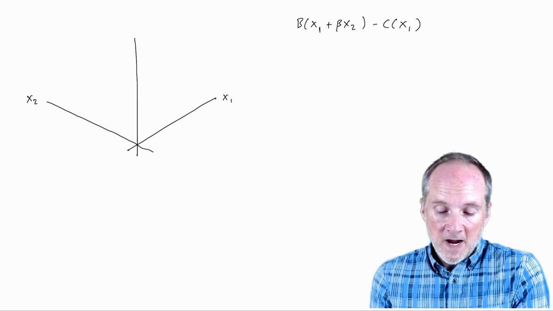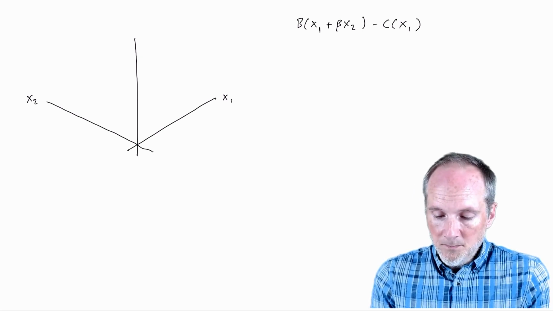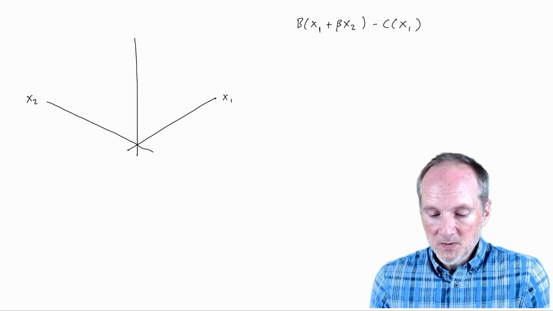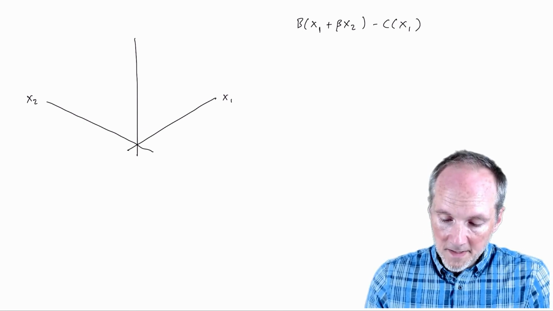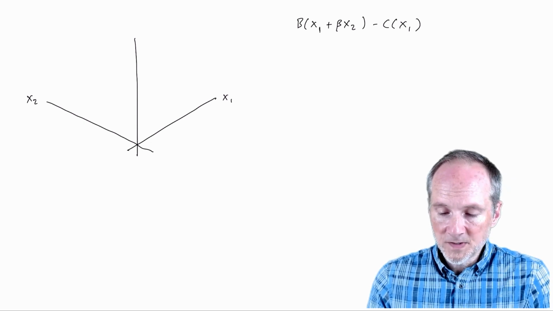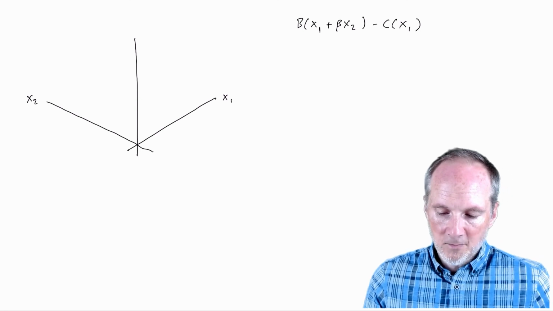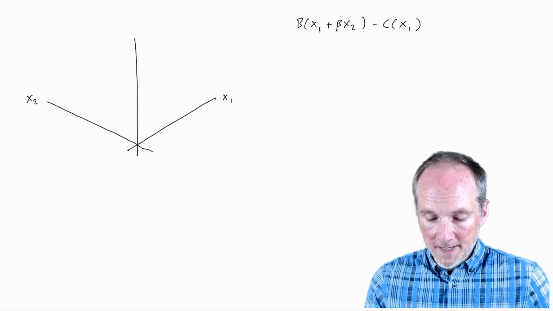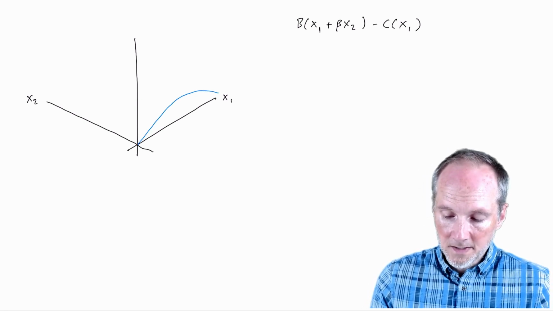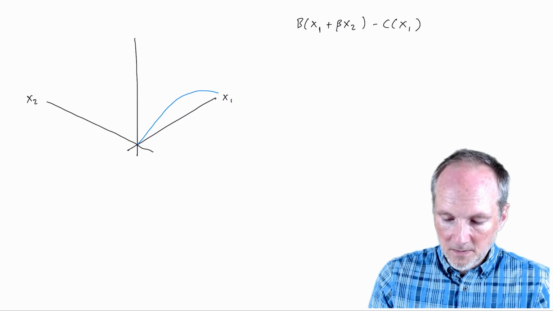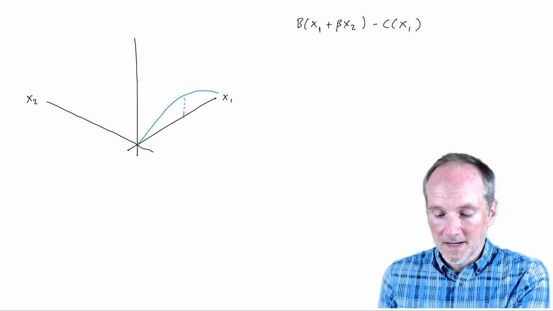What would the graph of a net benefit function look like? Well, let's approach it systematically. Suppose this x2 is 0, the other guy is not doing anything. Then person 1 can choose any level of x1, and if I were to graph what their net benefit might look like, it's going to increase at first, and then there's some level of x1 that maximizes that guy's net benefit.